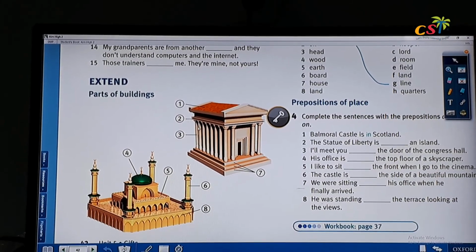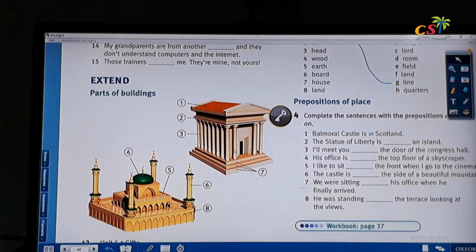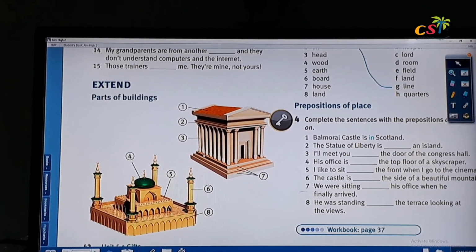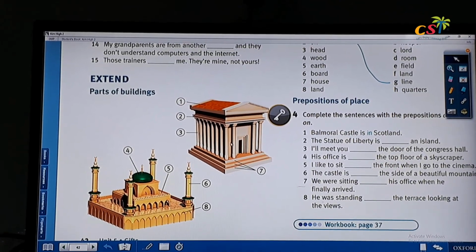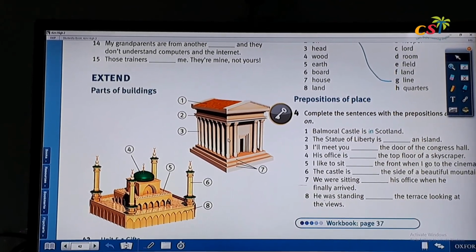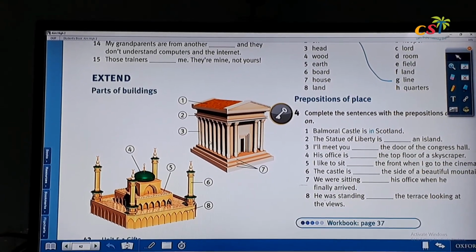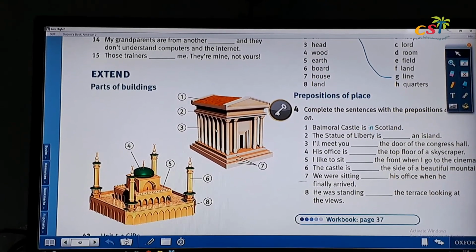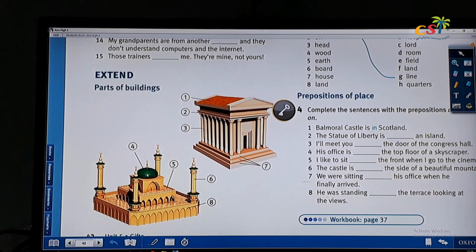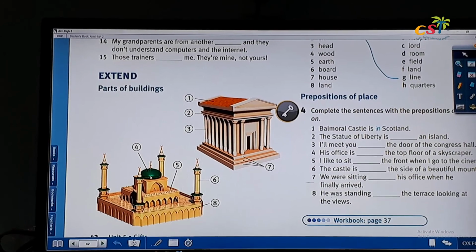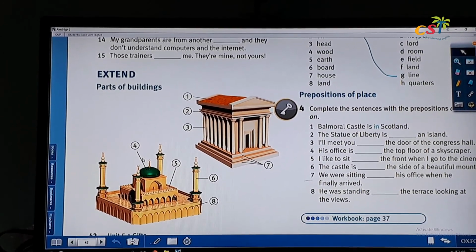Well done. Number 3, this one, we call it columns. Some columns high up, to make the building stand. So we call this columns. Good job. Next, number 4, this one. It's above the mosque. We call it dome. Okay, dome. D-O-M-E.